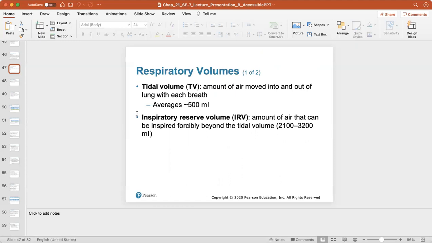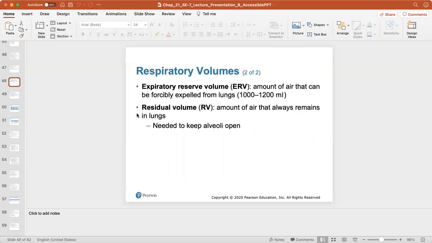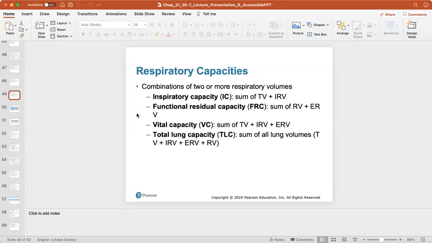Tidal volume is the amount of air moved into and out of the lung with each breath. Normally it's about 500 milliliters. Inspiratory reserve volume is the amount of air that can be inspired forcibly beyond the tidal volume, and this is about 2,100 to 3,200 milliliters. The expiratory reserve volume is the amount of air that can be forcibly expelled from the lungs, and the residual volume is the amount of air that always remains in the lungs, and this is the volume needed to keep the alveoli open at all times.